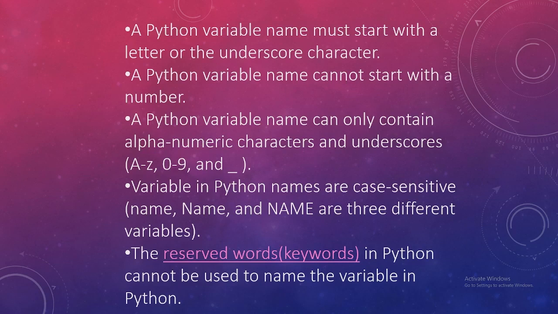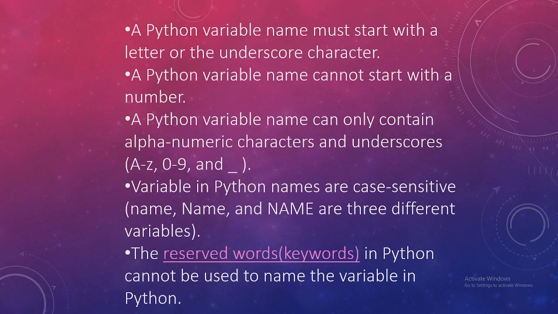So next, let's come to the rules to create variables in Python. A variable name must start with a letter or the underscore character. That means it should start with A, B, C, D, E, F, like that, or the underscore character. You all know in the keyboard it's shift and the key which is after 0.